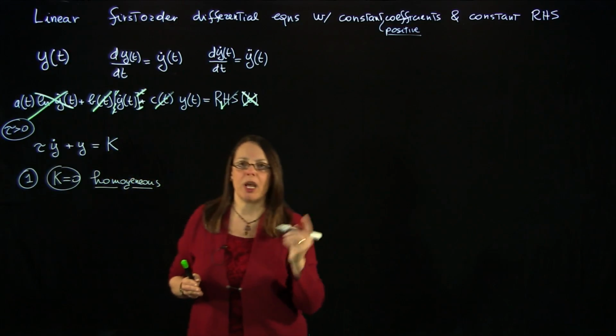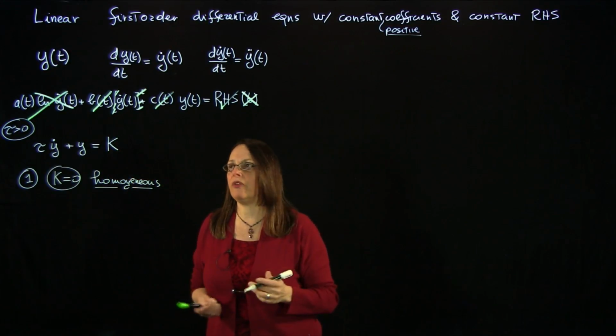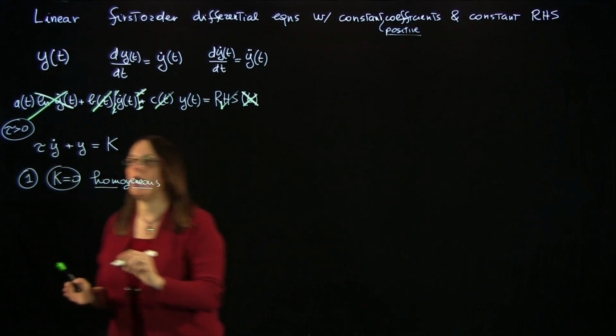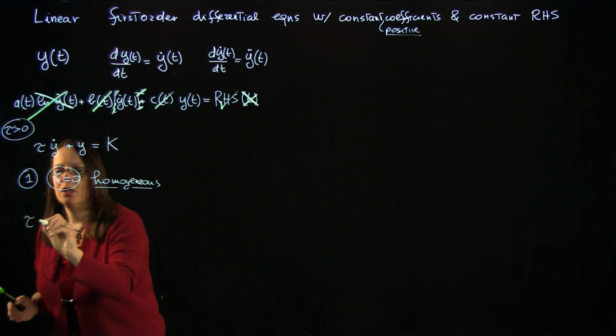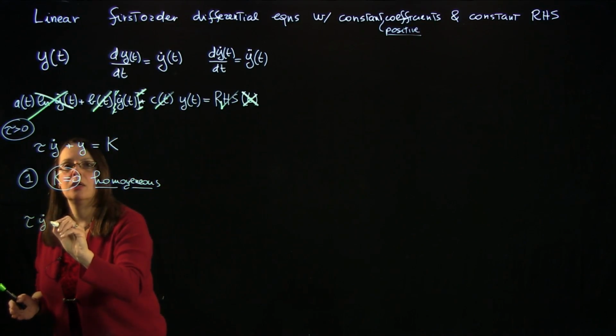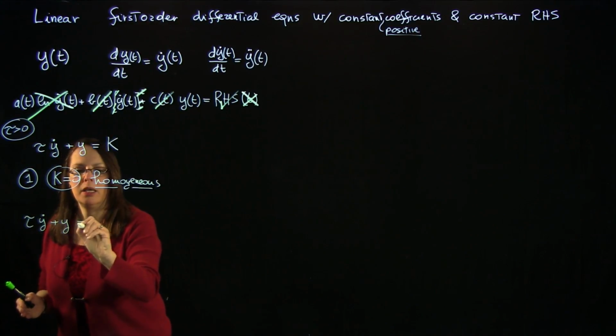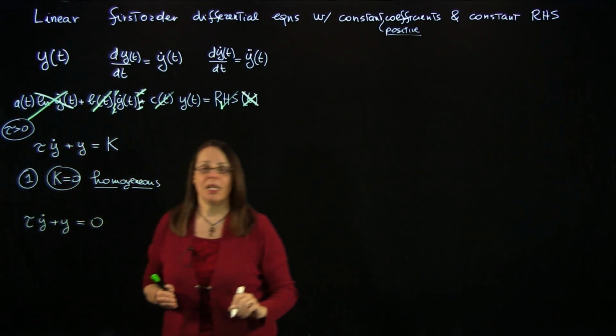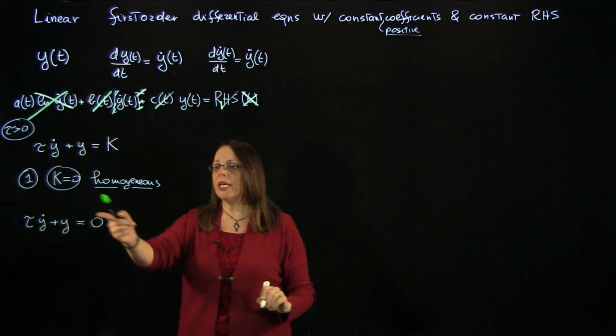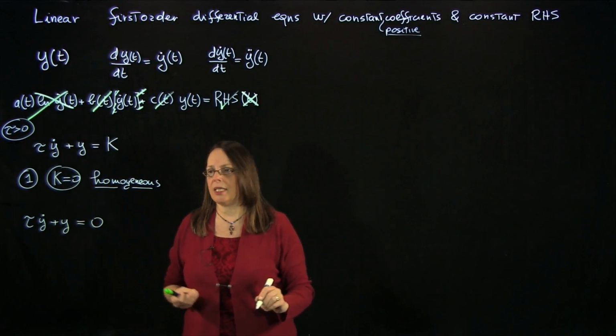So an equation in which the right-hand side is 0 is called a homogeneous differential equation. So this equation here with k equals 0 is simply tau y dot plus y equals 0. As simple as it gets. So what does that mean, really? What physically does it mean, this equation?